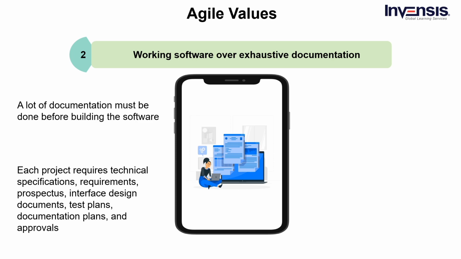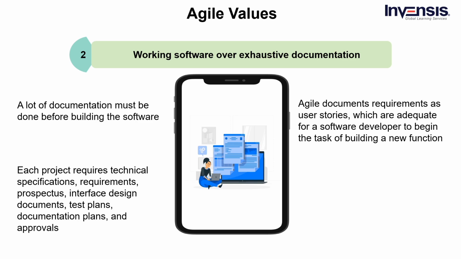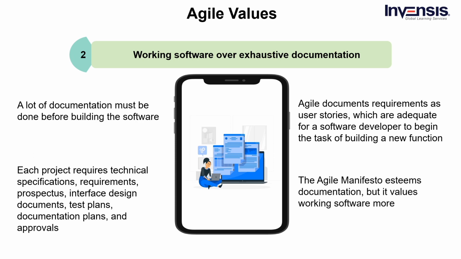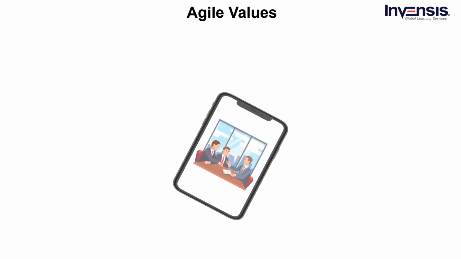Agile does not eliminate documentation, but it simplifies it to provide the developer with what is required to do the work without getting hindered in detail. Agile documents requirements as user stories, which are adequate for a software developer to begin the task of building a new function. The Agile Manifesto esteems documentation, but it values working software more.